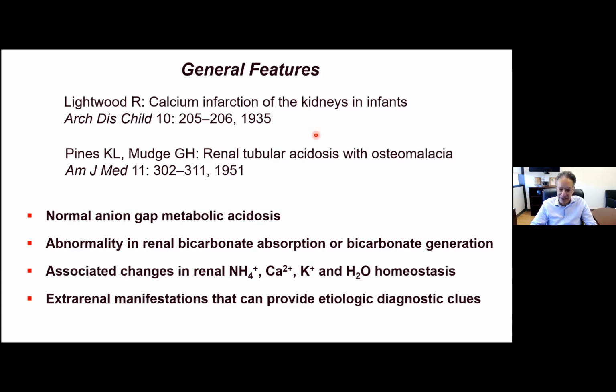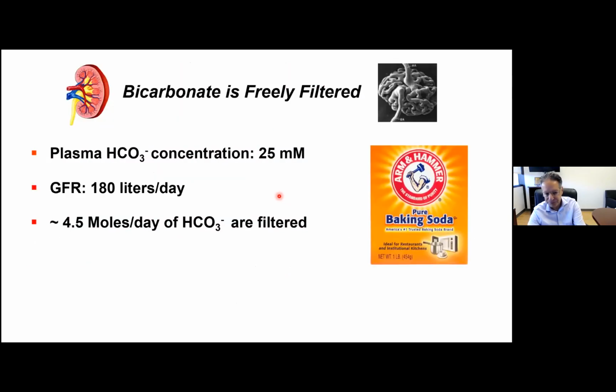There are also associated changes in renal ammonia handling, calcium transport in the nephron, potassium transport, and also water homeostasis. And then outside the kidney, there are extrarenal manifestations that are helpful because if you know these manifestations, they can help you define the disease entity that is actually causing the renal tubular acidosis. Because remember, renal tubular acidosis is an end result. It's not a clinical diagnosis per se, sufficient by itself. In addition to saying someone has renal tubular acidosis, you also have to then go further and think of the clinical cause.